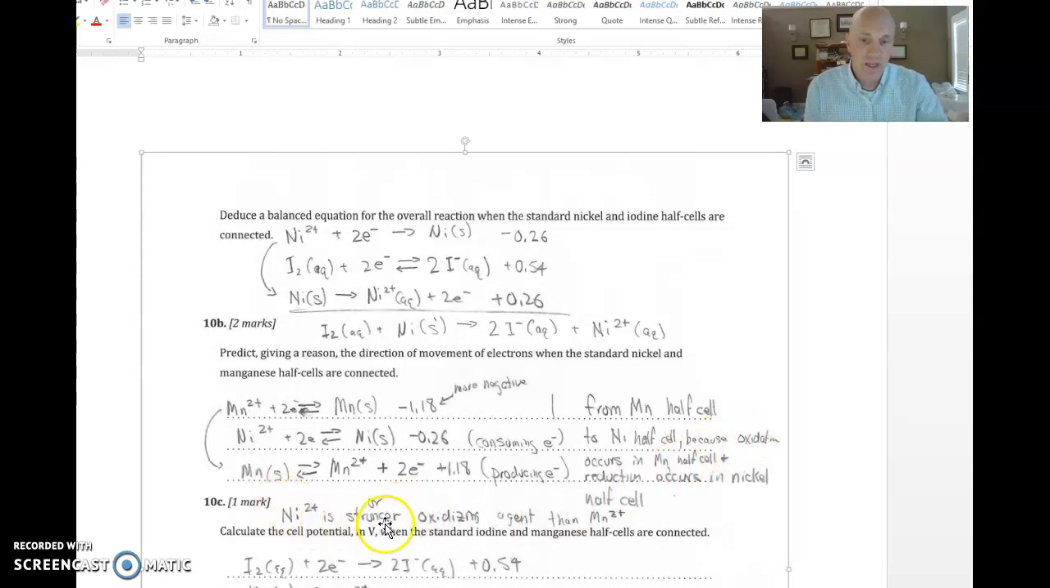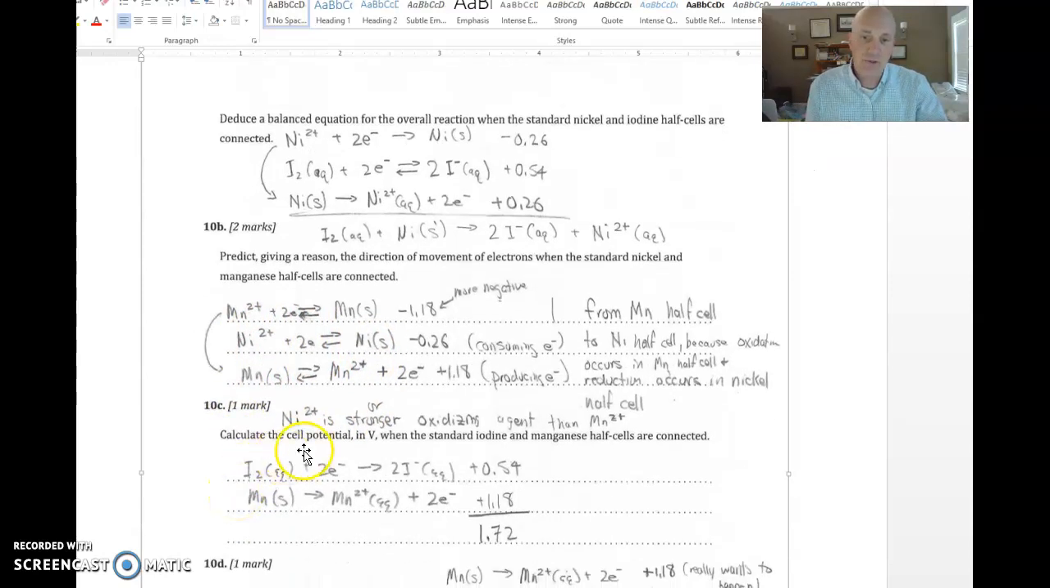All right, the answer that they give in the data booklet is just to state that Ni2+ is a stronger oxidizing agent than manganese. So basically what that means is that nickel, what it means to be a stronger oxidizing agent is that it's more likely to be the thing that accepts electrons and gets reduced.